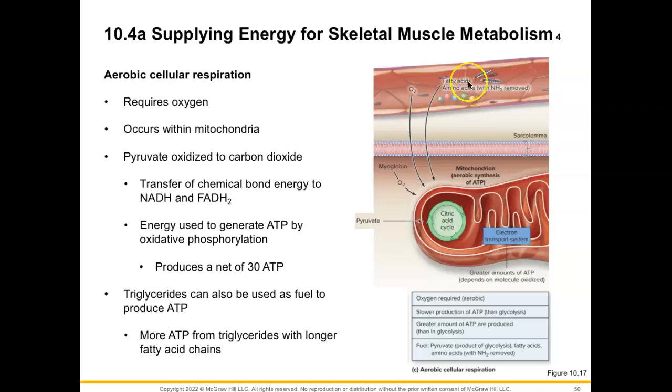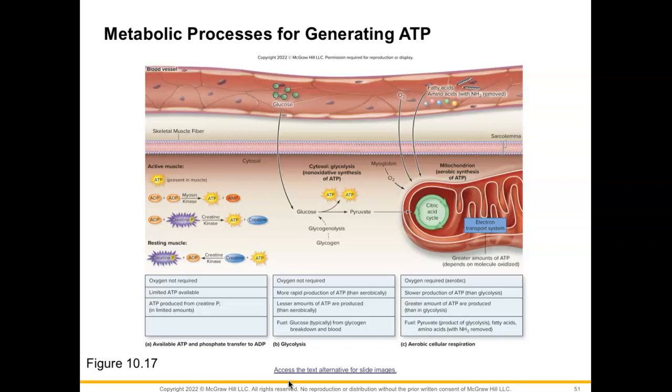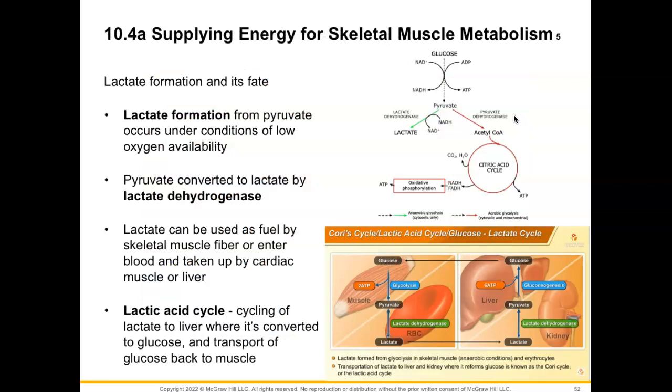Now, I mentioned we could also use fatty acids and amino acids. Our triglycerides can be used as fuel to provide ATP. And so when we find triglycerides within our blood, we are going to break them down into free fatty acids and glycerol. And the longer those fatty acid chains are, the more ATP we can gain from it. And here is the full picture altogether of these 3 metabolic processes that we can use to generate ATP for our muscles.